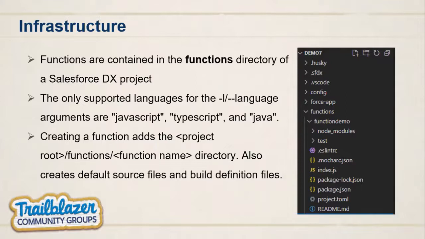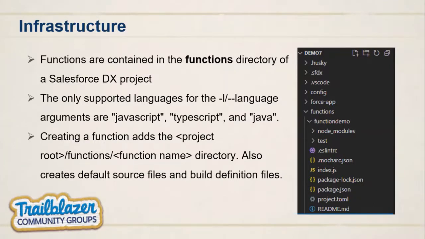Within the functions root directory, we'll have a directory with the name of the function we are creating. For example, if I'm trying to create a function named function demo, then within the functions directory, function demo will be the subdirectory, and within function demo, all the files related to the function will be placed, that is the package.json file, index.js file, and so on.